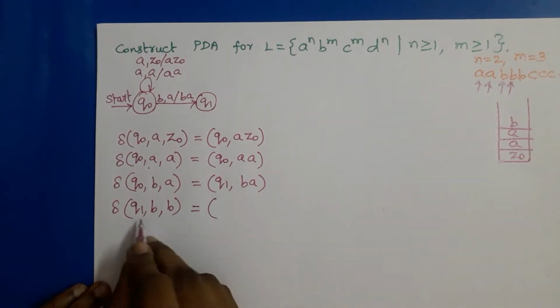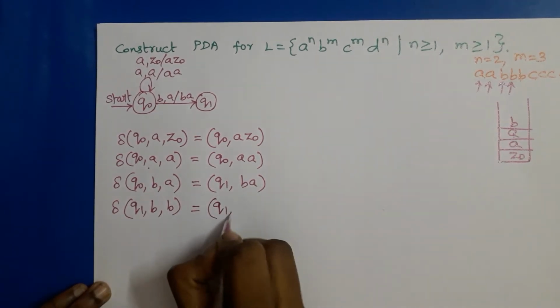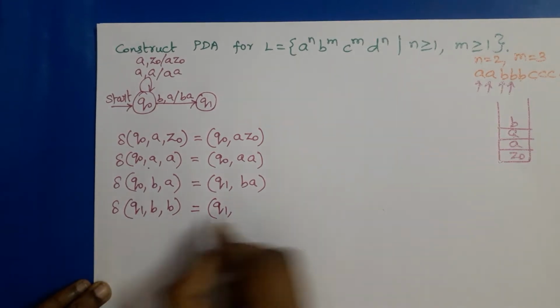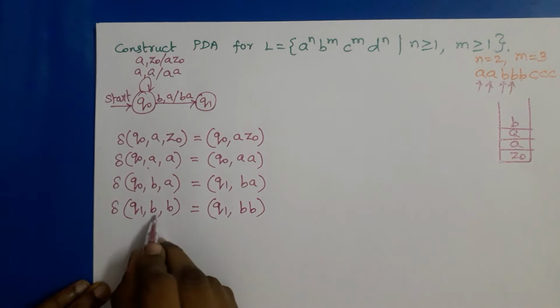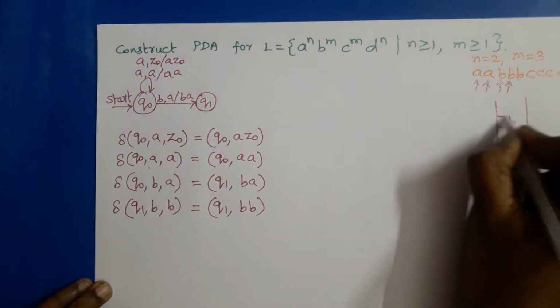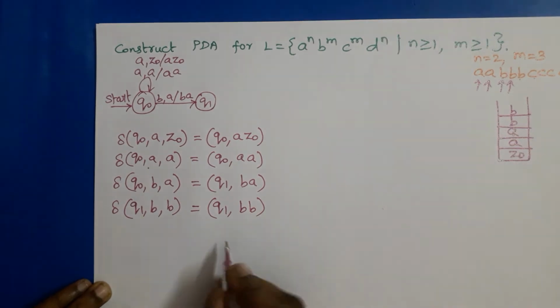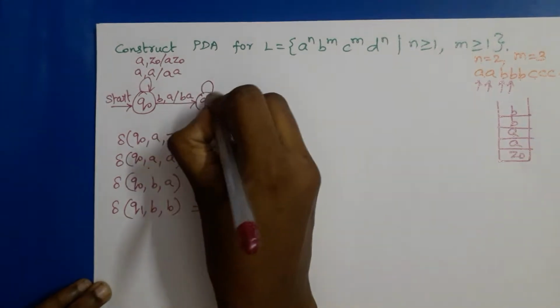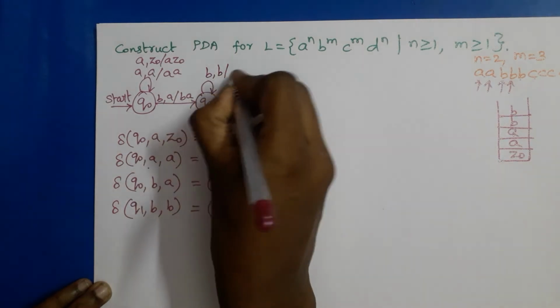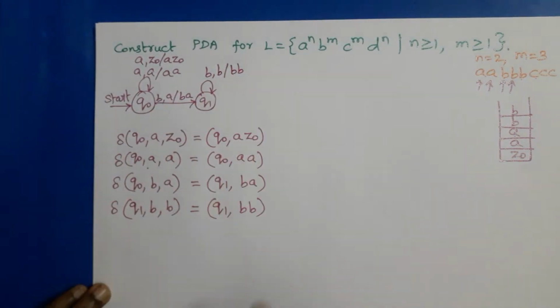Okay, so we should remain in the same state Q1 and this B should be pushed onto the stack. So we have to write two B's here. This B will replace B on top of the stack and another B is pushed onto the stack. So Q1 to Q1, B comma B slash BB should be written here.